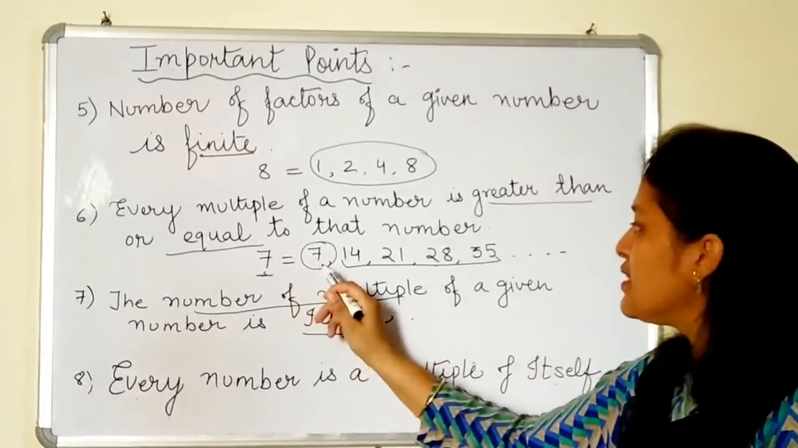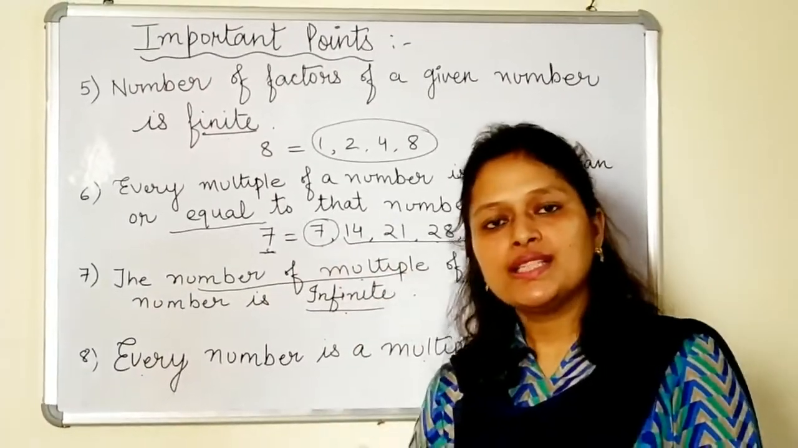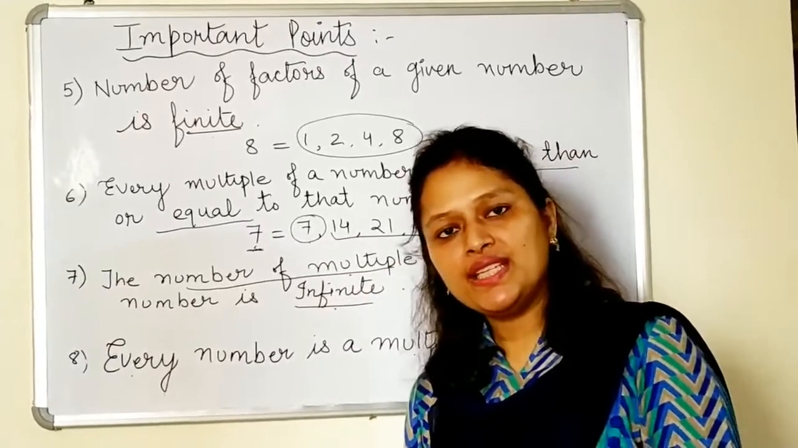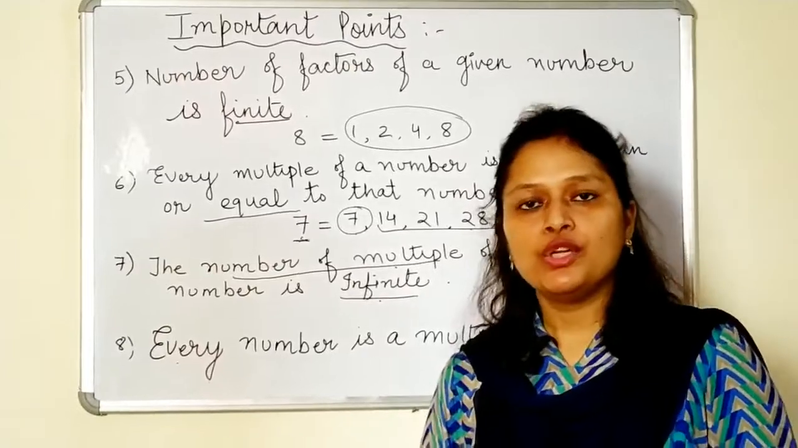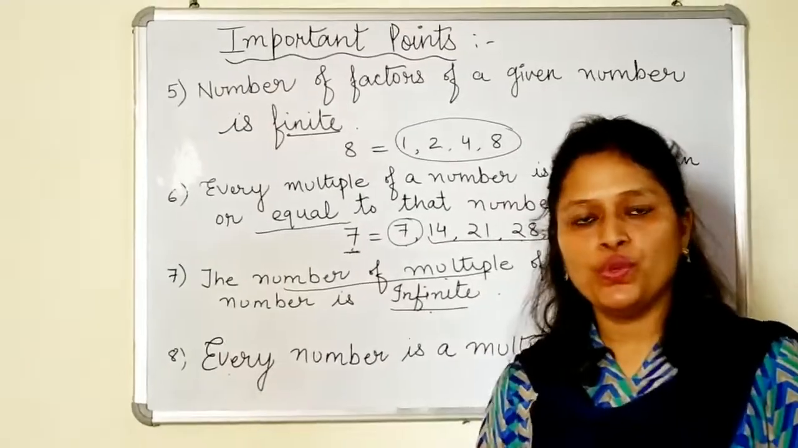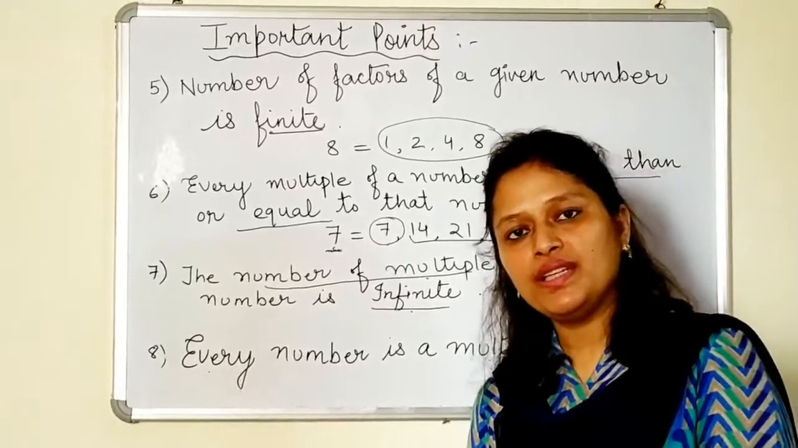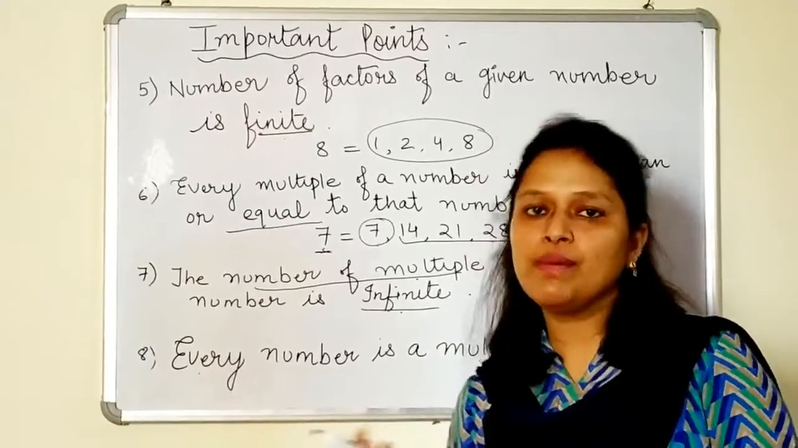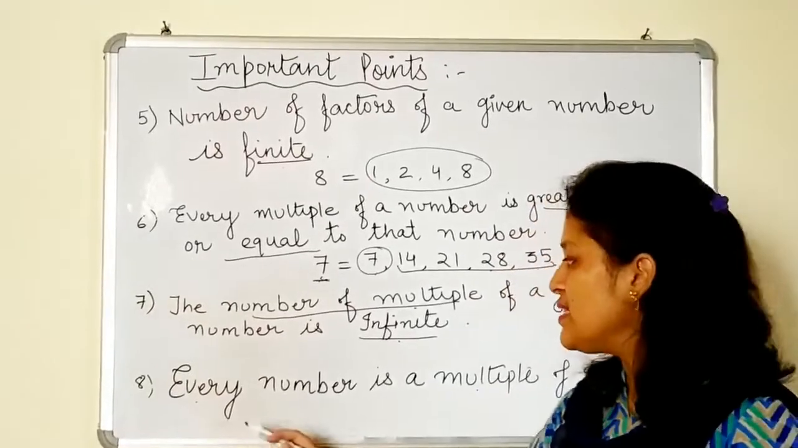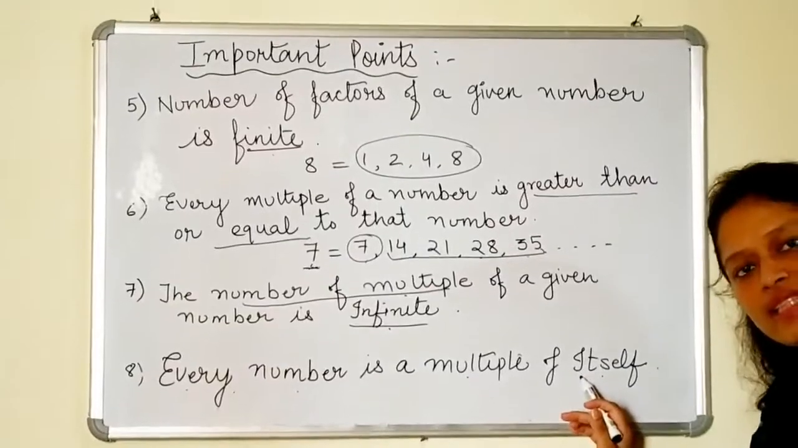Now 7. 7 is a multiple of itself. The multiples of 6 are 6, 12, 18 and so on. So 6 is a multiple of 6. 2 is a multiple of 2. The multiples of 11 are 11, 22, 33, 44, 55 and so on. So 11 becomes a multiple of itself. This is the point: every number is a multiple of itself.